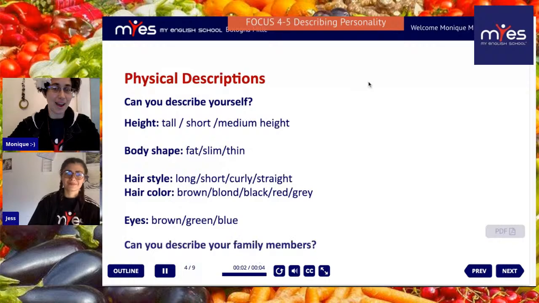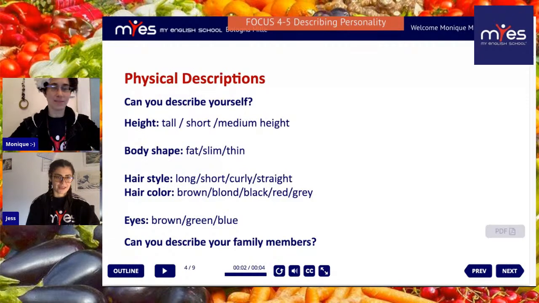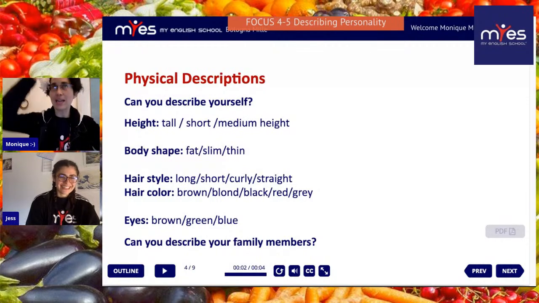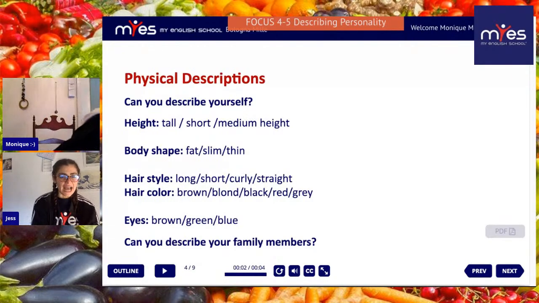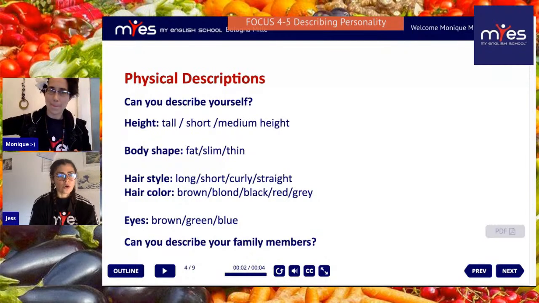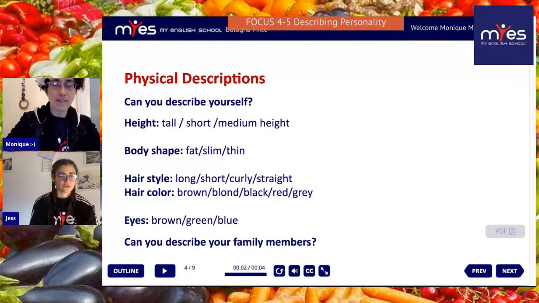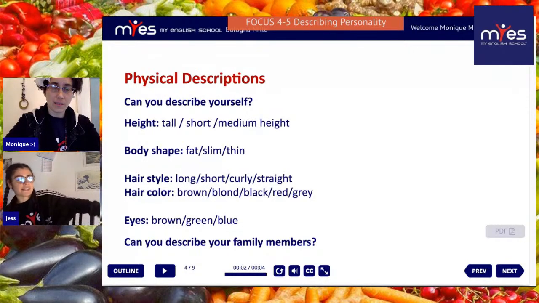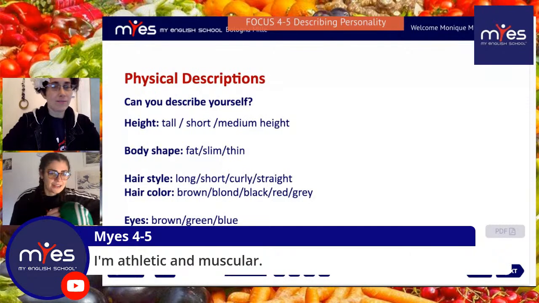Let's see here. So can you describe yourself using these vocabulary words? Okay. I am tall. I think I'm taller than I am. That's okay, though. We project ourselves. So if you think you're taller than you are, that makes you leaner. Yes. I wouldn't say I'm slim or thin. I think I'm athletic. Good vocabulary. Muscular. Great vocabulary words. I'm athletic and muscular.